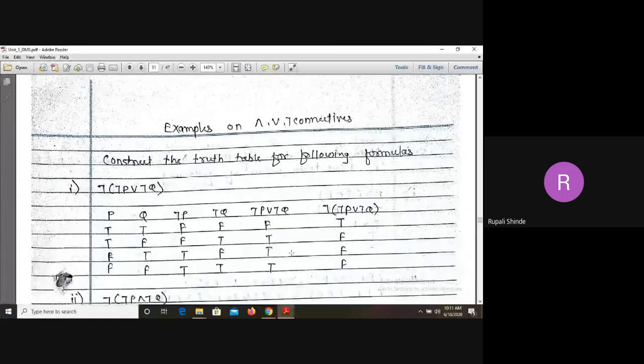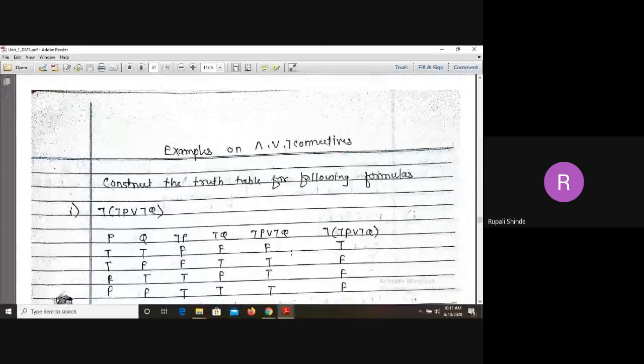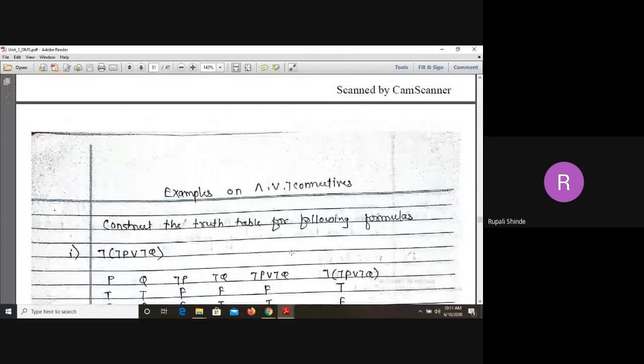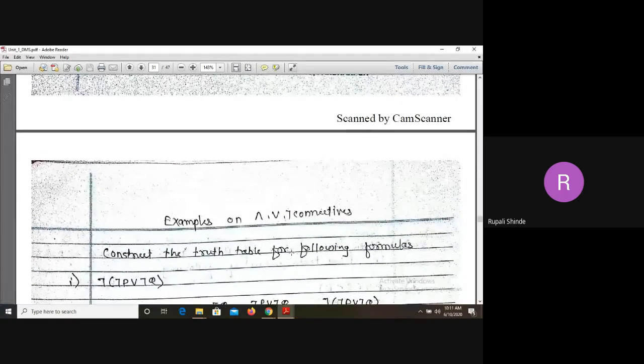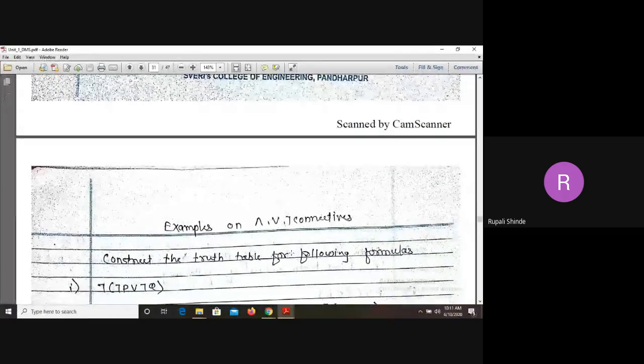So first example is, we have to construct the truth tables for following formulas. First one is negation of negation P or negation Q. Now solve this example, apply the rule for disjunction negation and tell me what is the final column truth values for negation of P. Negation P.